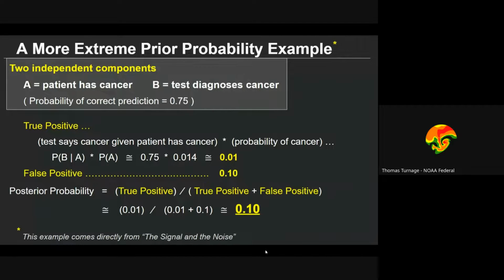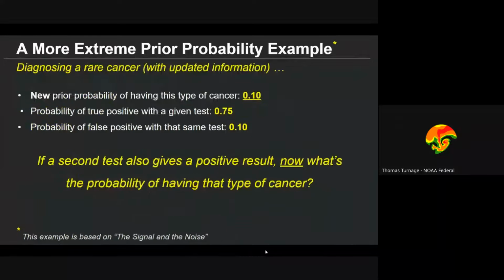We were given a false positive of 0.10, and when you plug in the numbers, you get a posterior probability of 10% or 0.1. So that's interesting: you get a positive on a test, and yet your chances of having cancer are still very, very low, just because the population has such a low incidence of cancer to begin with.